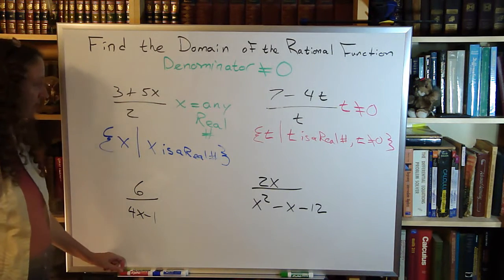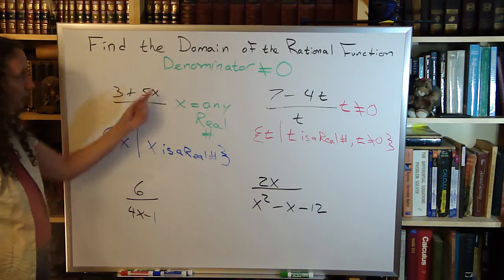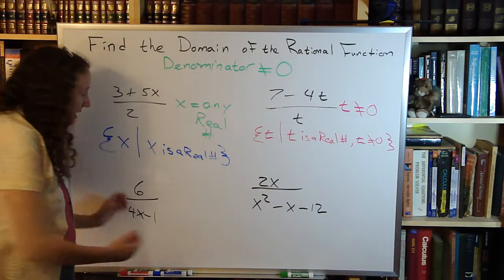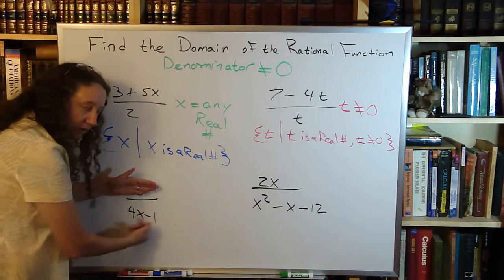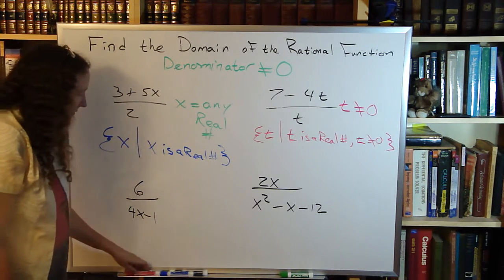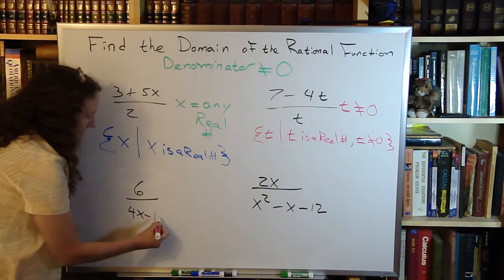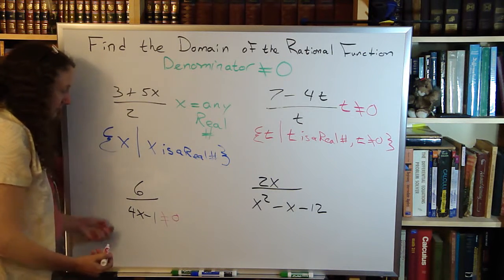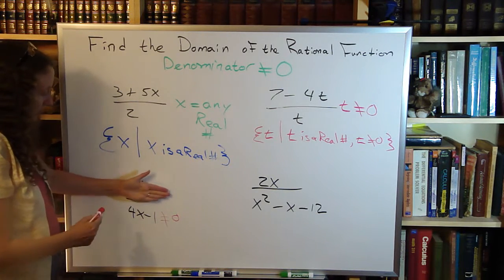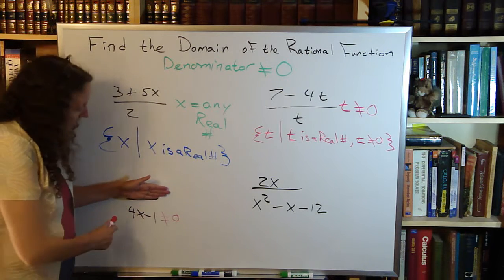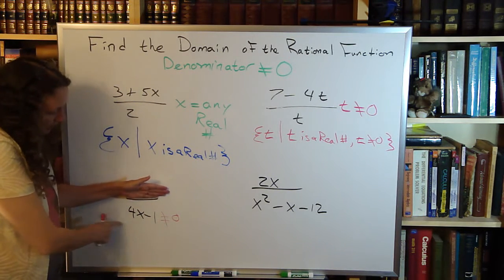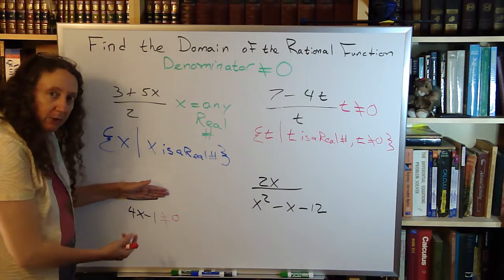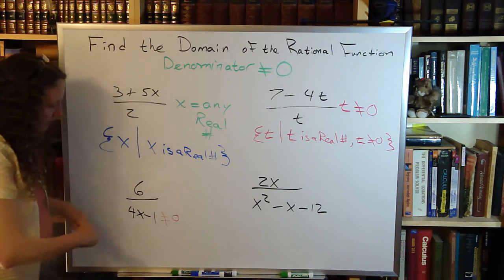Looking down here at this one, again, we don't want the denominator to equal 0. It's not that x can't equal 0, it's that the entire denominator cannot equal 0. So I want to take this denominator, and I want to say it does not equal 0. So I'm going to completely ignore the top, and I look only at the bottom. And I treat this like that's my equation that I have to solve.